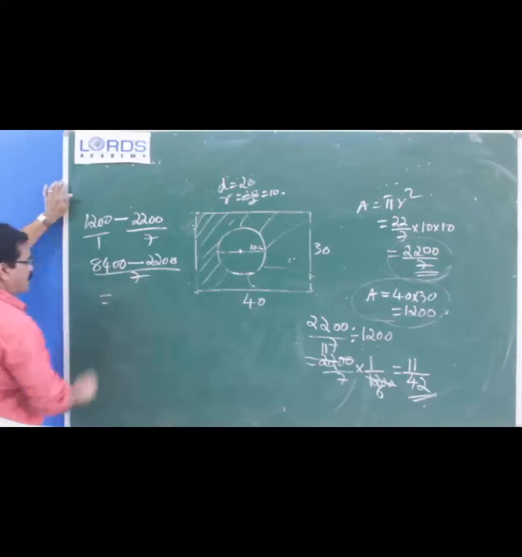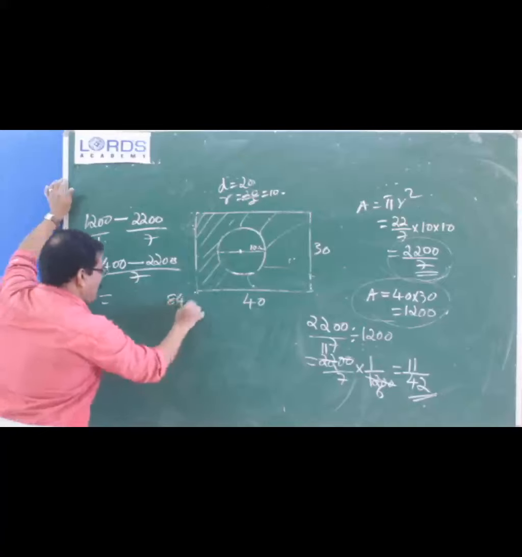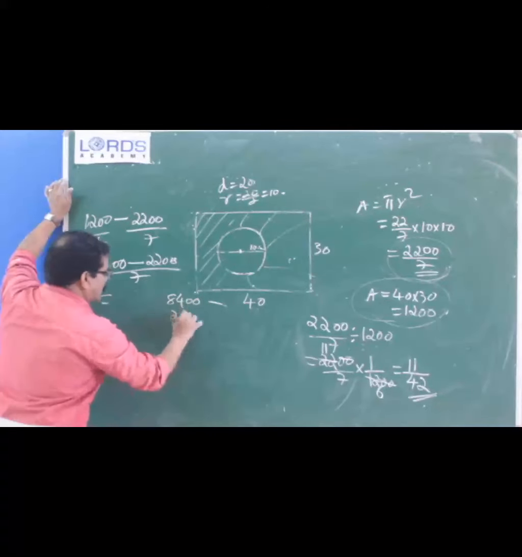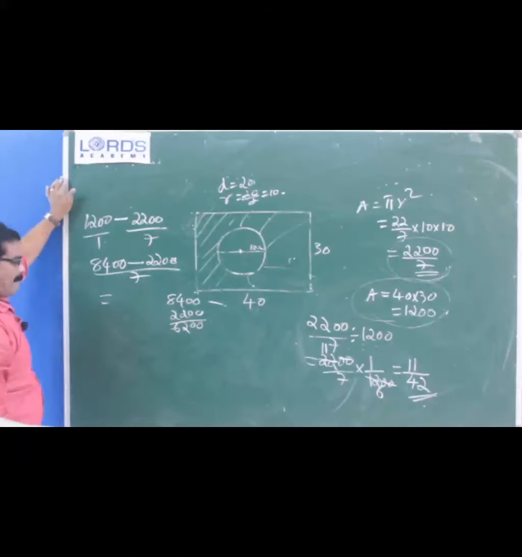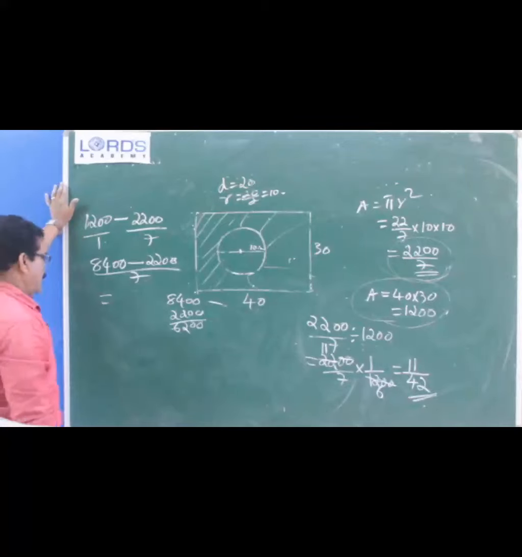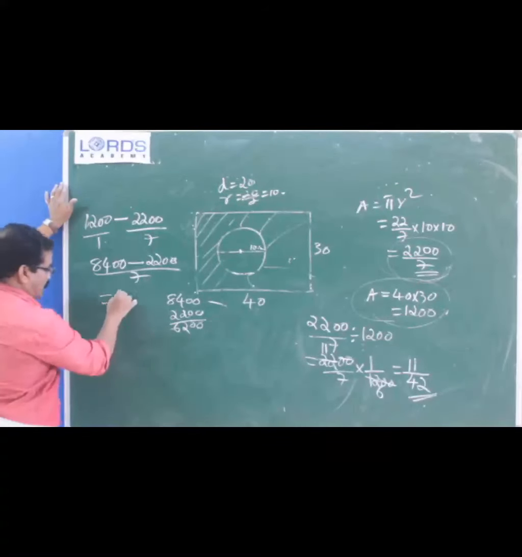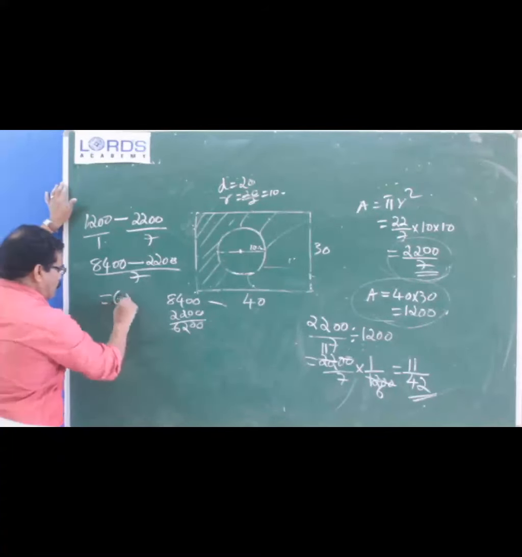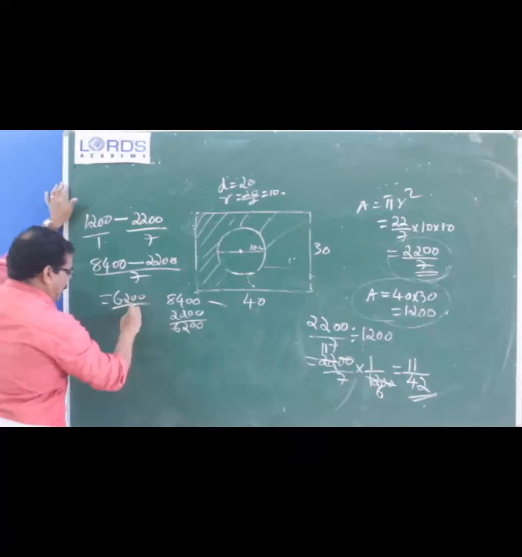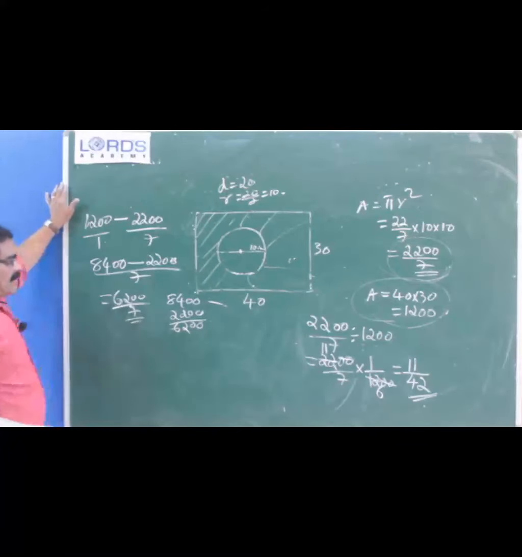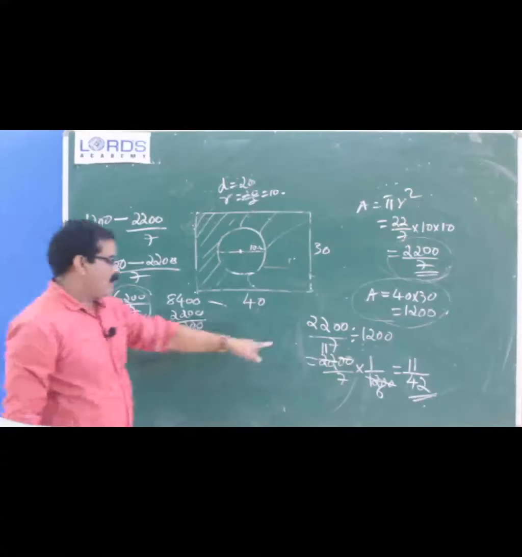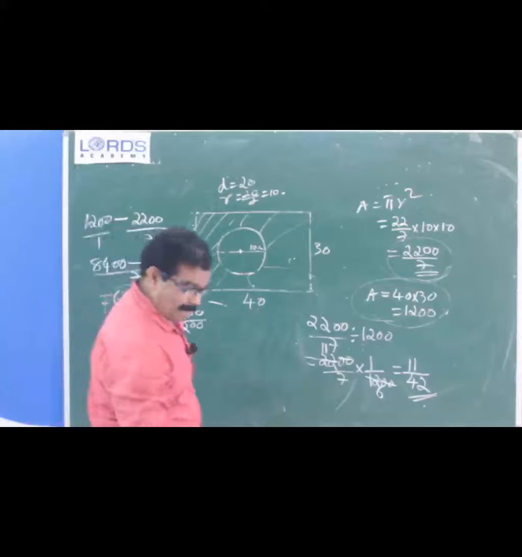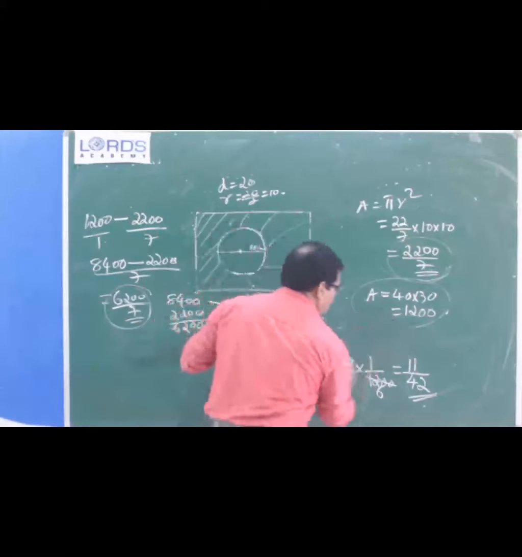That is equal to how much will you get? 8400 minus 2200, you will get 6200 by 7. Okay. Then this is the favorable case. This by 1200 will be the required probability.